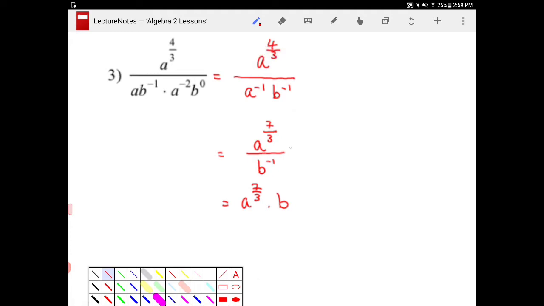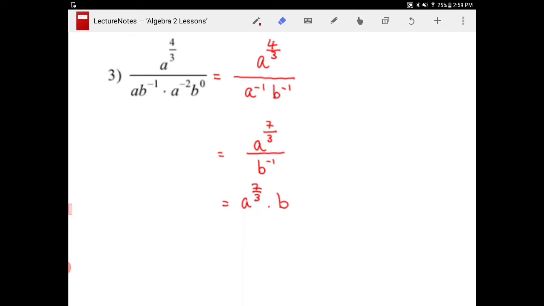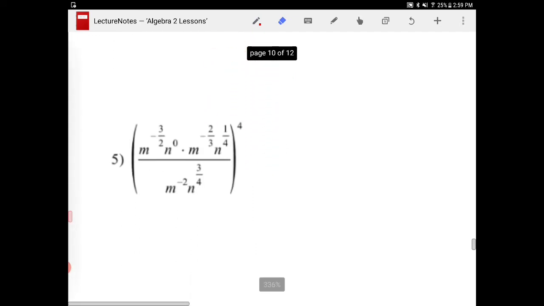Because you can also think of it as b to the 0th over b to the negative 1. So 0 minus negative 1 becomes b to the 1st, right? Okay, let's take a look at another one.